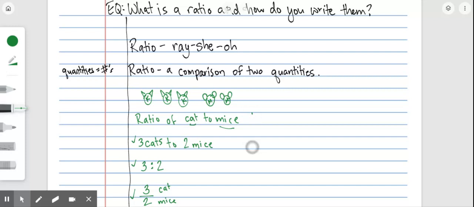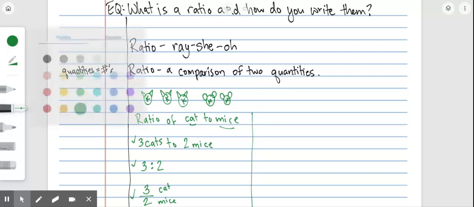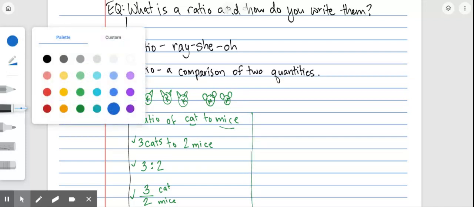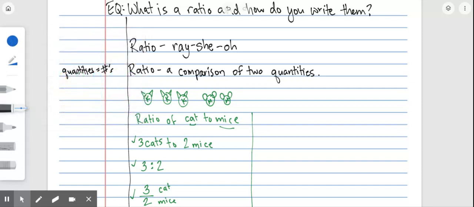Okay. I could also use my cats and mice diagram to write the ratio of mice to total. Again, all we're doing is comparing the numbers. So I know that I've got mice, and that's the first word that I'm talking about. So I know that I need to know the number of mice. There are 2 mice, so I'm going to write 2 mice to, how many total animals are there? Well, 5 total animals.